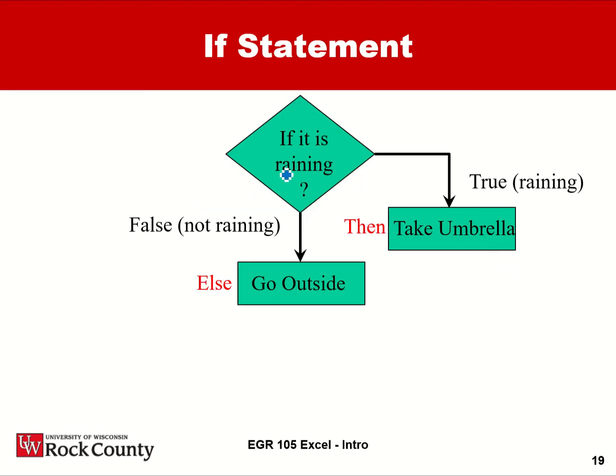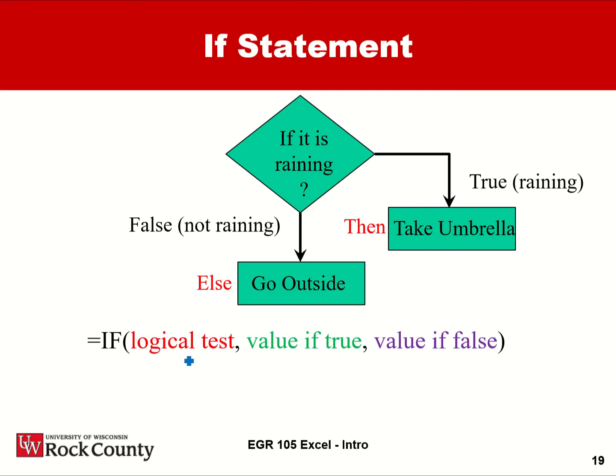So here we are. Now, how are we going to write this into some Excel statement? Again, we know it needs to follow this format of equals if, open parentheses, some logical test, value if true, value if false, close parenthesis. So what is our logical test? This logical test is we're going to check some cell to see if it is raining. So in this case, we're going to see if A3 equals rain. If it says rain, then we want to take our umbrella, right? So this is our logical test.